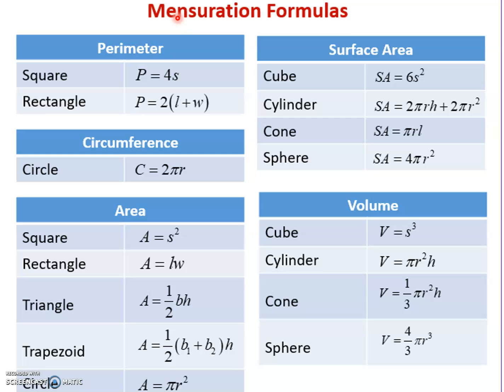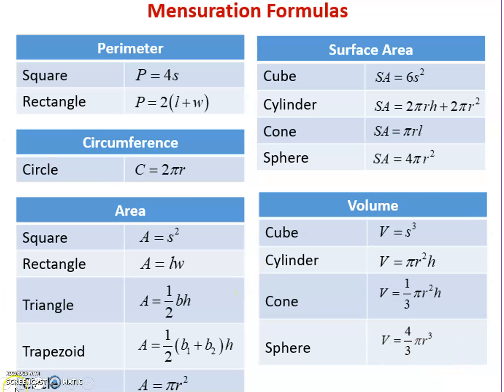Cylinder: V is equal to pi R square H, where R is the radius and H is the height of the cylinder. Cone: V is equal to 1 upon 3 pi R square H, where R is the radius and H is the height. And last but not least, the sphere: V is equal to 4 upon 3 pi R cube.